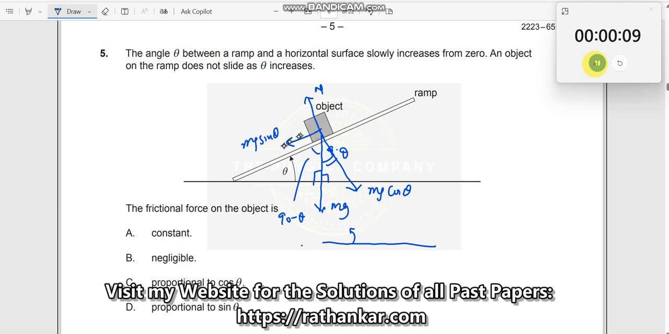When will the object not slide? When there is an opposite force acting like this, which is nothing but a frictional force. So frictional force should be equal to mg sin theta. So frictional force on the object is proportional to sin theta. So D is the right answer.